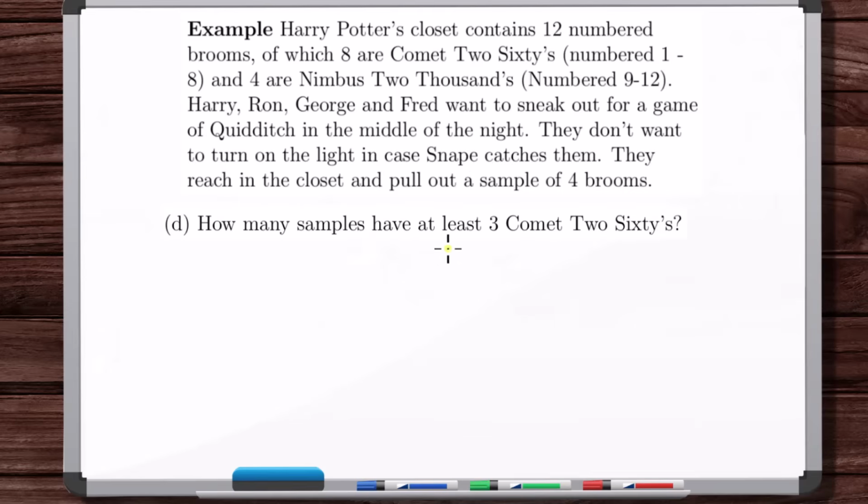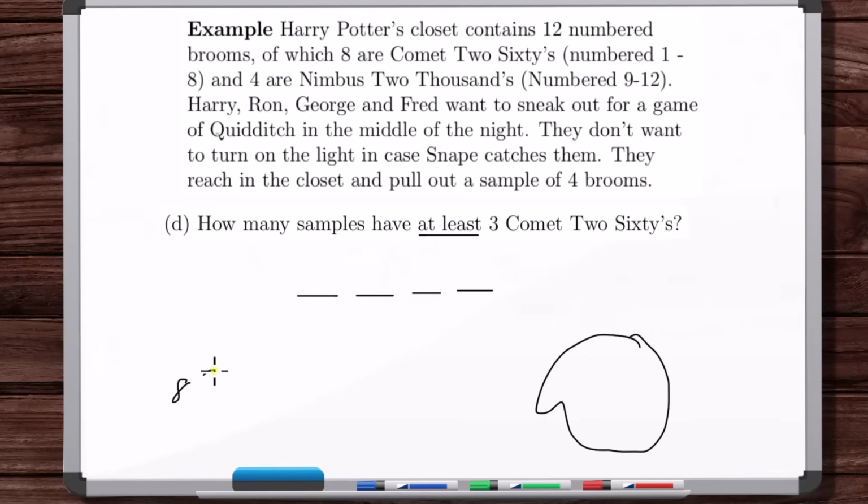How many samples have at least 3 Comet 260s? So at least. This is a little bit different. In that case, we want, this is an OR criteria here. What if we had 4 Comet 260s? Then that's going to be 8 choose 4. Right? Those are all the cases.